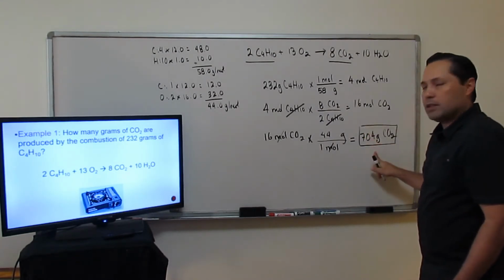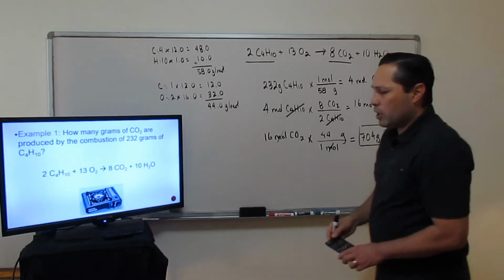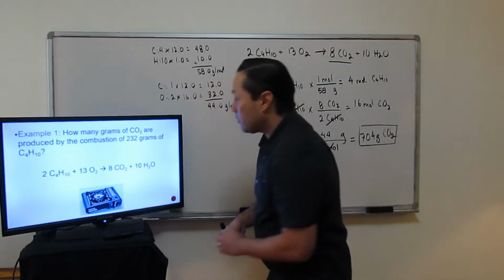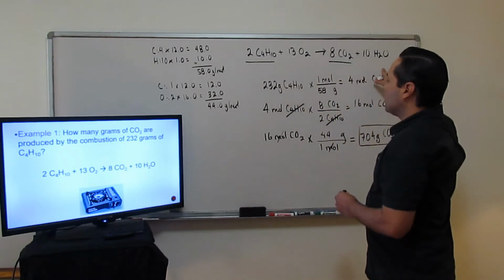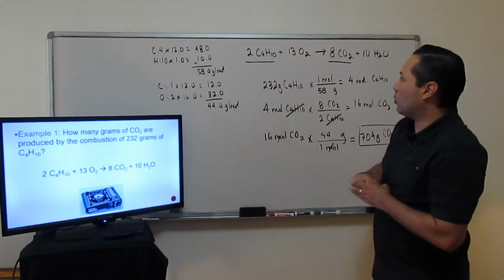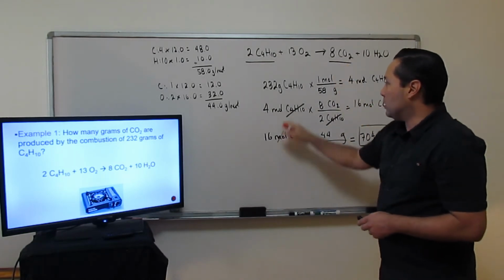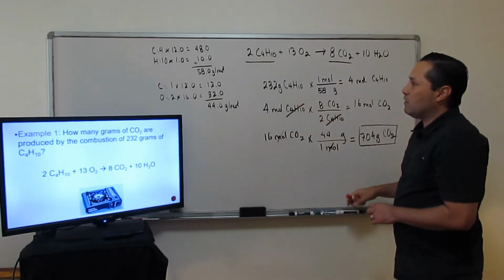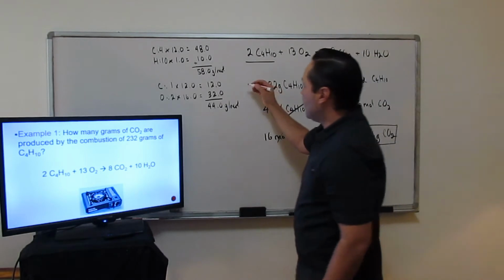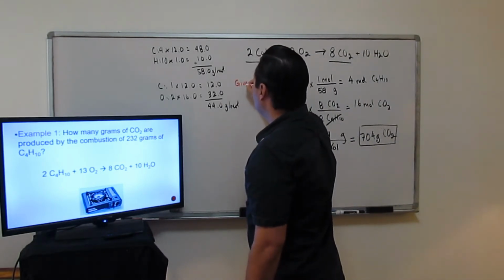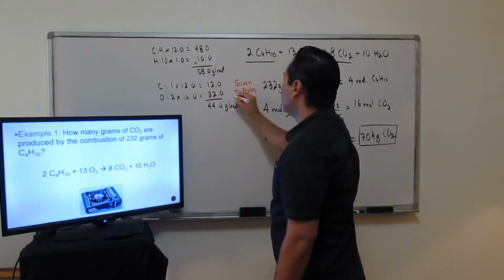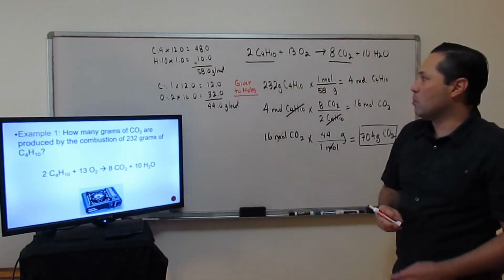So there you have it, that's our answer. Now I wanted to go ahead and do a quick recap one more time. So first step, we looked at the balanced equation. In this problem, we were going from butane to carbon dioxide. So what we did first was to convert our given to moles. So I'm going to write that down. Given to moles. That was our first step, convert our givens to moles.